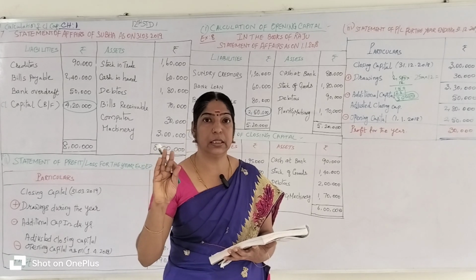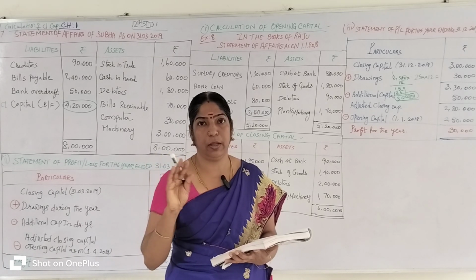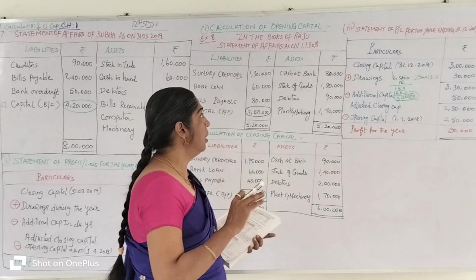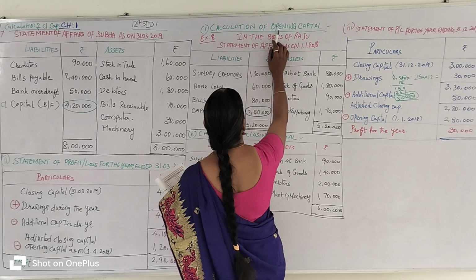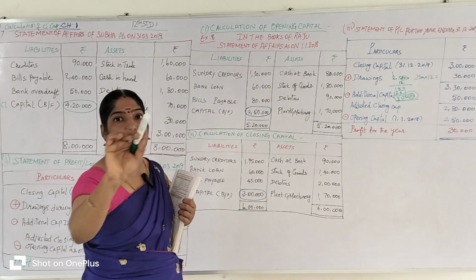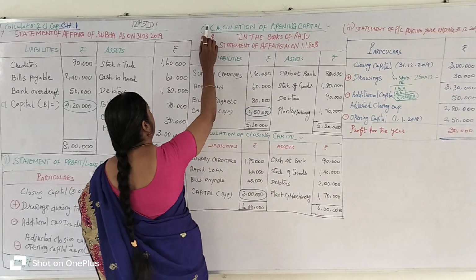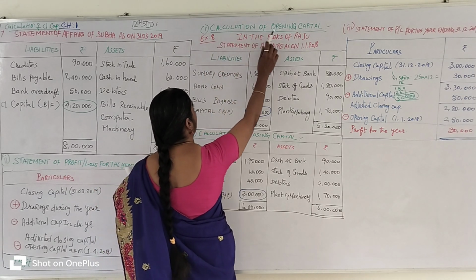Then finally the third calculation we are going to find out the profit or loss. Okay. So let's read the heading. What is the first calculation? Calculation of opening capital. Write the heading clearly. Write number 1. Calculation of opening capital.